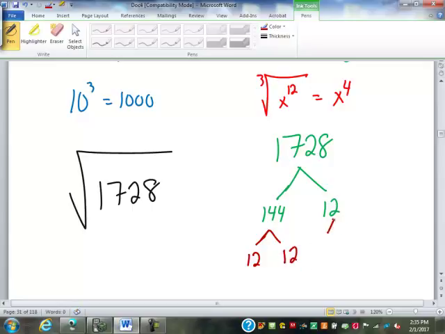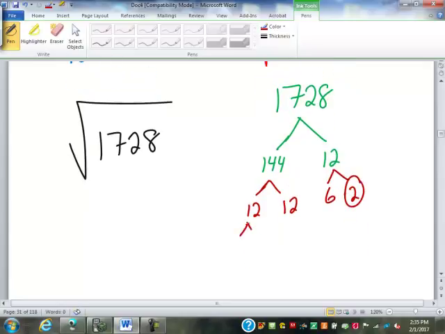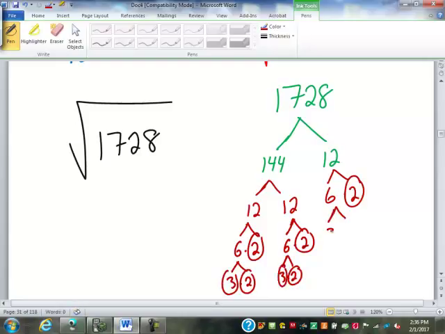Now this 12 can be split into what? 6 and 2. 6 times 2, and of course the 2 is prime. In fact, I can do that to every 12. 6 times 2, the 2 is prime. 6 times 2, the 2 is prime. The sixes can still be split into 3 times 2. 3 times 2. Now both of those are prime. So now I've prime factored that.